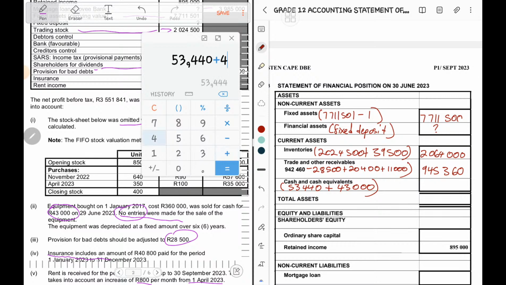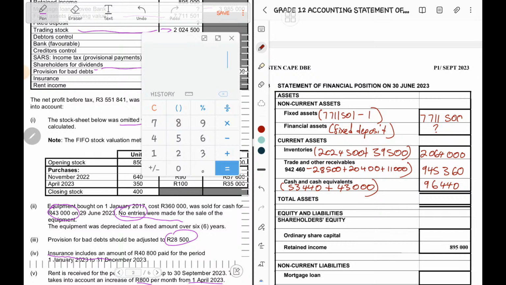Then we add with 43,000. That gives us how much? That gives us 96,440. Okay, so now we want to find the current assets.